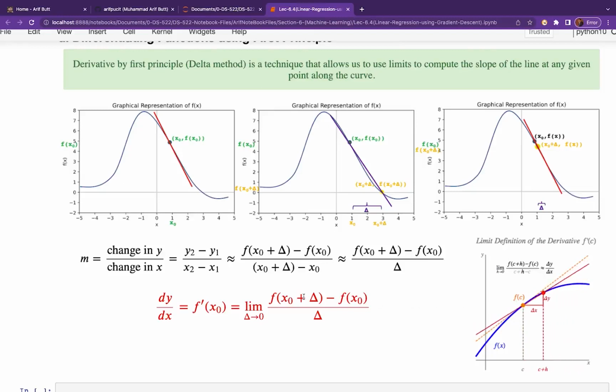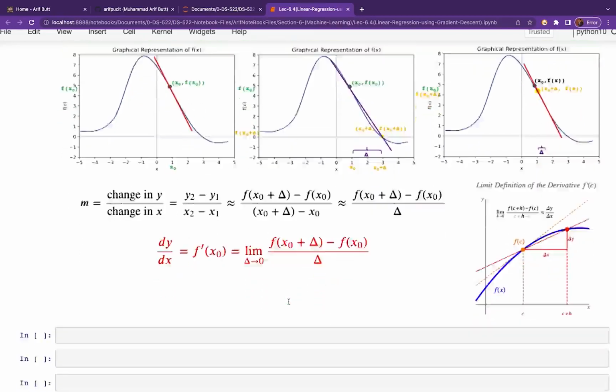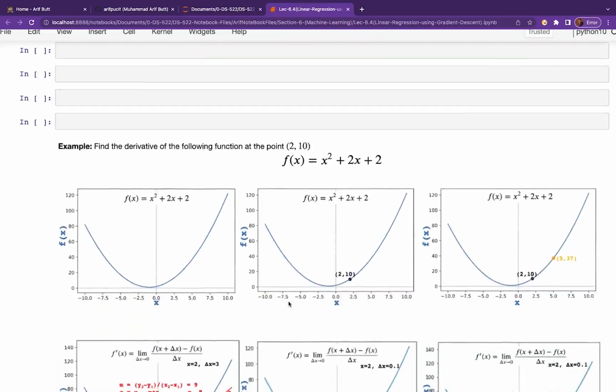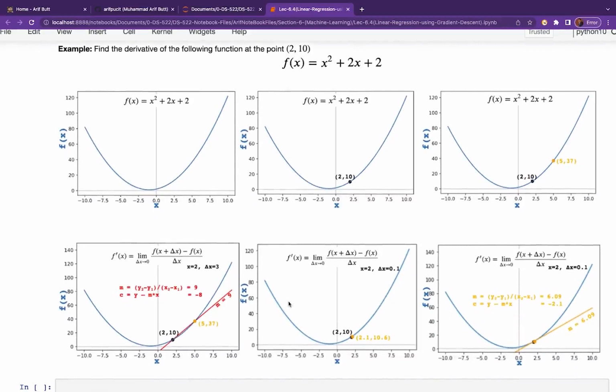So the differentiation using first principle can be written as this red function. So the limit delta approaches to 0, where delta is a very small value, very small change in x. My dear friends, let me describe this using a concrete example now.